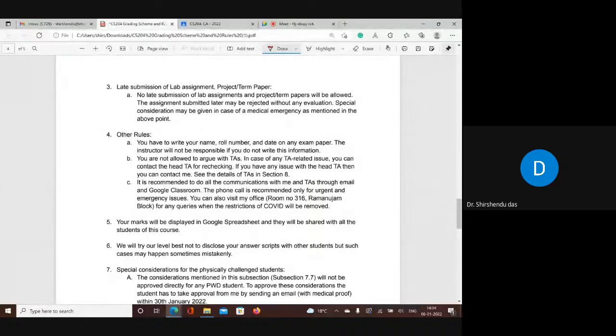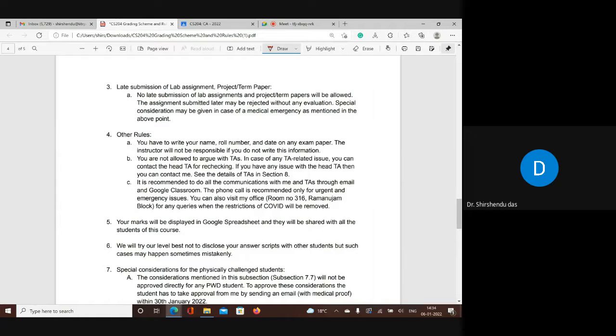Some other rules: you have to write your name, roll number, and date on any exam paper. Why I'm mentioning it is a very simple thing, but still I'm mentioning it because many times some of you make this type of mistake. You give your entire exam, but you forget to write your name and roll number on the question answer script.